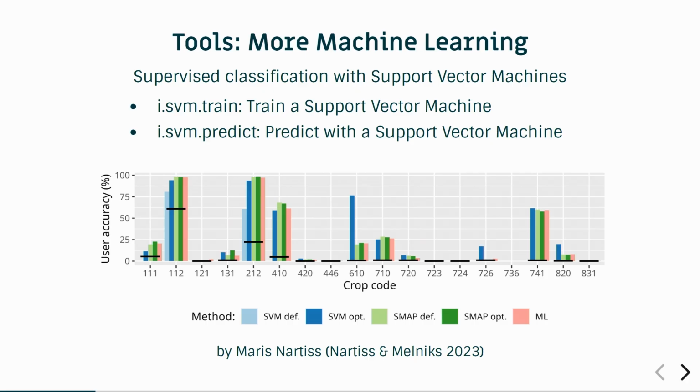We got some new additions for machine learning, specifically support vector machines. This comes with two tools. One is for training, and the other is for predicting. And this functionality is also using some new additions to how remote sensing data in GRASS is handled. And there were specific improvements to how these are handled for machine learning to make the machine learning algorithms or workflows smoother.